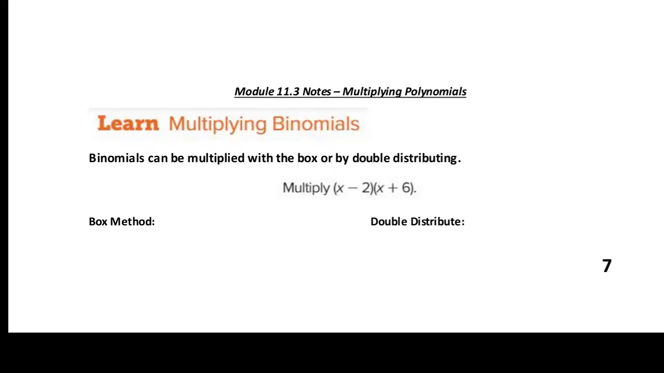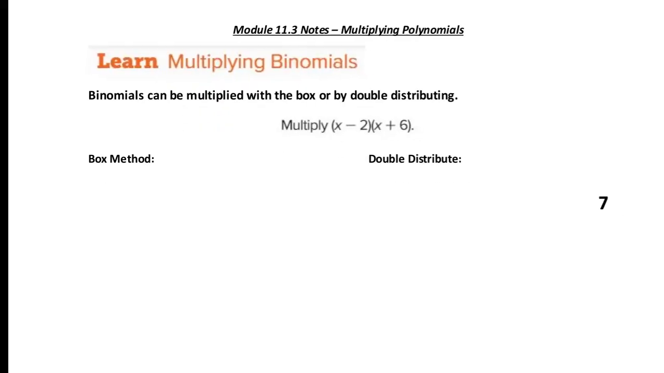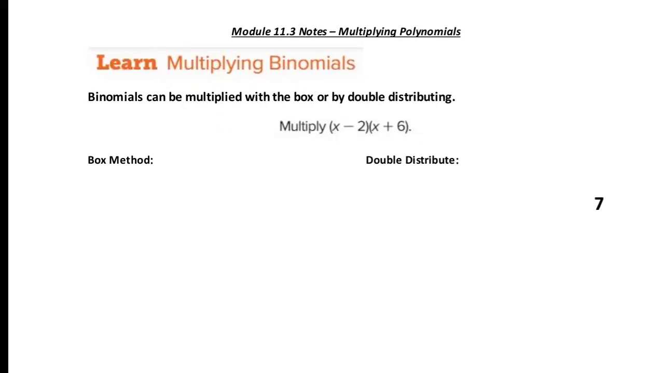So we are multiplying the binomial x minus 2 times the binomial x plus 6. Okay? Again, we're going to show you two methods. One is called the box method, and you actually make a box or a square, and you are going to put and divide it into 4 equal sections. Okay? The first binomial, this only works with binomials, those with two terms. All right?